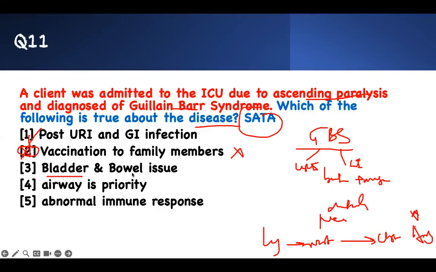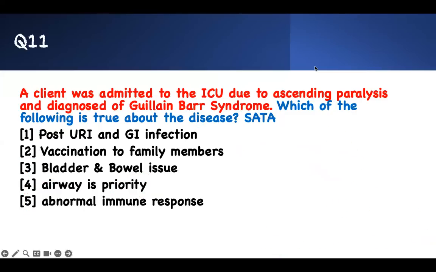You will have bladder and bowel issues because of the nerve function. Airway is a priority. Yeah, that's what you take care of. Abnormal immune response. Yeah, that's what is causing the problem. The immune system is responding abnormally. So that's the problem. No vaccination. And you can make a full recovery. It can last for 6 months, then you recover. You can get reinfection again.